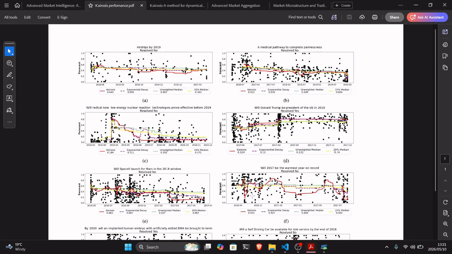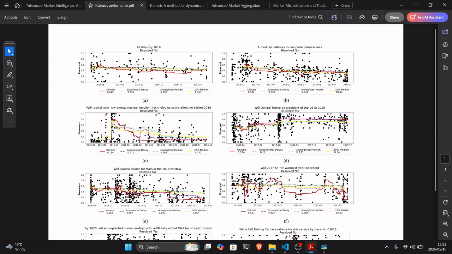Let's look at some performance of this type of aggregation. Now, airships by 2019, this is one of the questions. You can check it out on the paper itself. I recommend you go read it. Very powerful information. The authors compared the Kairosis model to exponential decay, unweighted median, and 20% median.